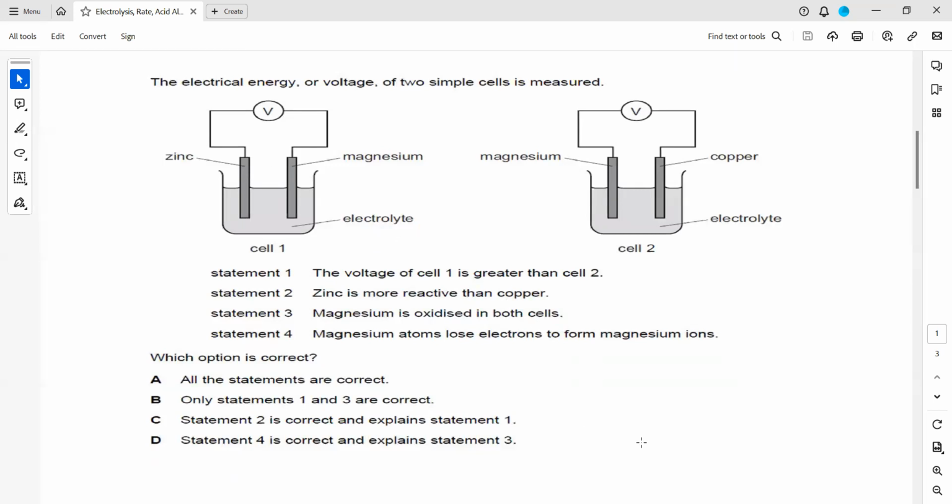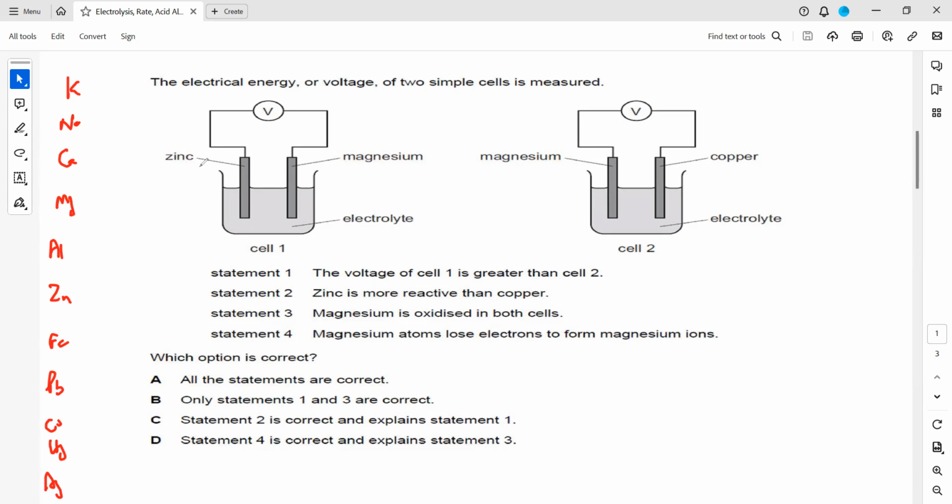One of the cells we are using zinc and magnesium, another one we are using magnesium and copper. What is the reactivity series of the metals? We have potassium, sodium, calcium, magnesium, aluminium, zinc, iron, lead, copper, mercury, silver, gold, and platinum.